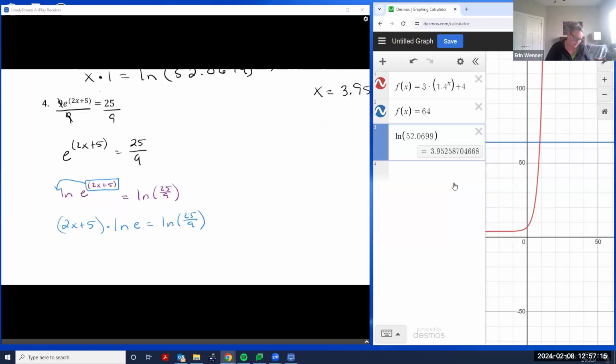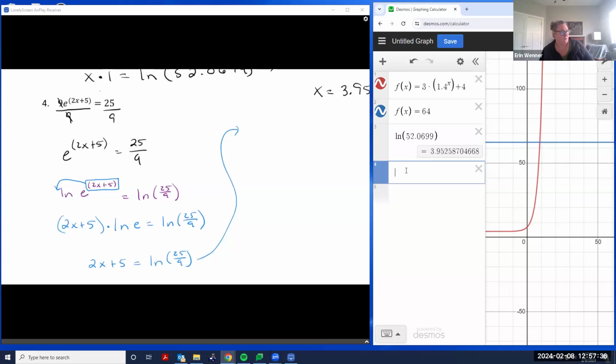Okay, so once we do that, we can drop the ln of e part. And from here, if you want, there's 2 ways we can go. We can now convert the natural log of 25/9 into a decimal. Or we can leave it as it is and wait till the very end to do it.